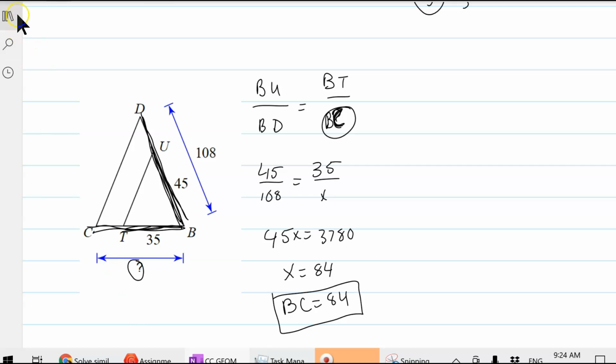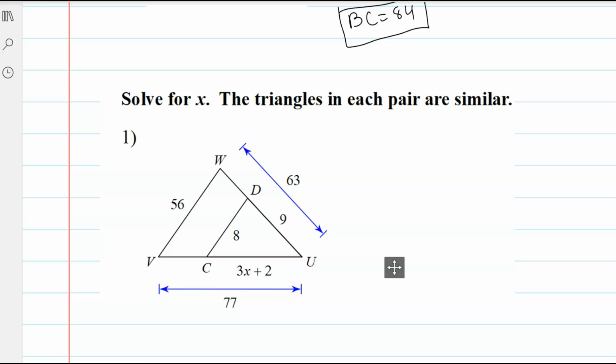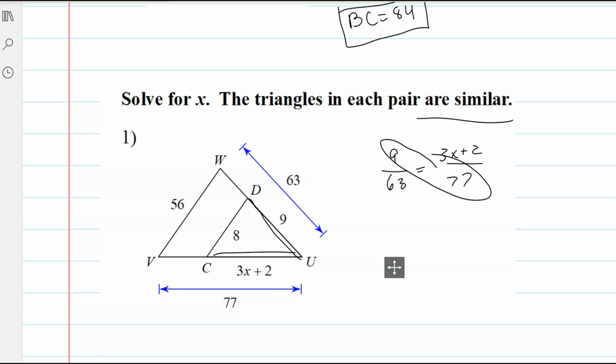Okay, I'm going to show you a different kind that they might show. You might get something like this. It's the same setup. We know that the triangles are similar, so I'm just going to do the shortcut: DU over 63 equals 3x plus 2 over 77. Same thing, you cross multiply. 9 times 77 is 693. We're going to get 63 times 3x plus 2. Bring down the 693. 63 times 3.